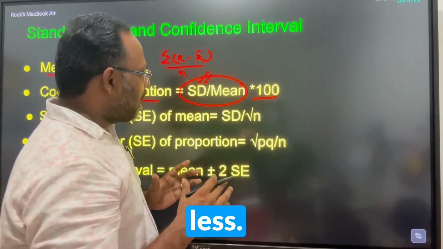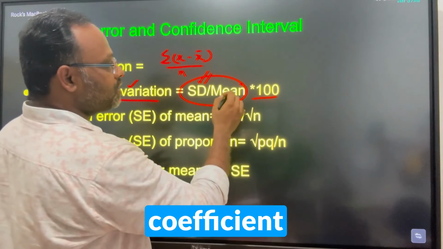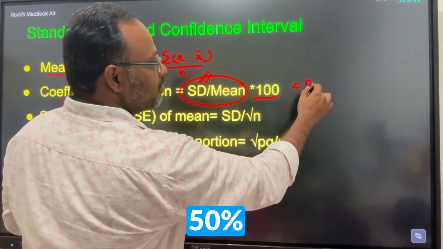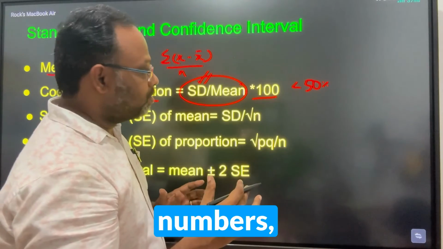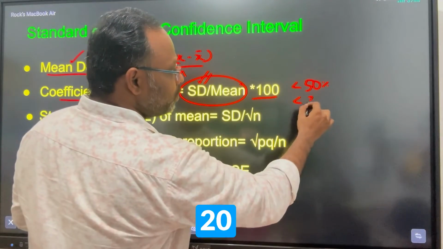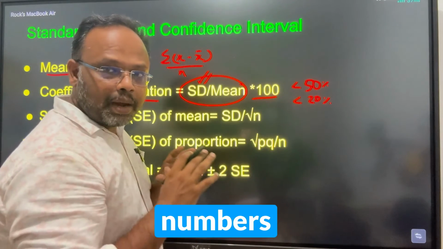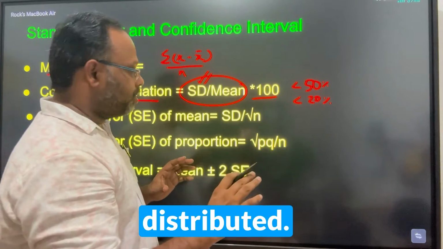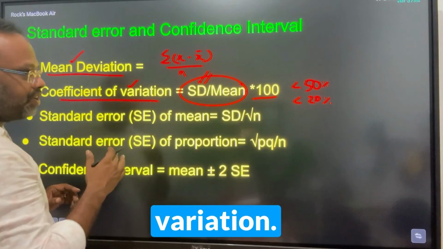As a general rule, if the coefficient of variation is somewhere around 50 percentage, then it will be a normal distribution among the numbers, and if it is less than 20 percentage, then definitely there is a higher chance of the numbers being normally distributed. So that is the first problem we are going to see, coefficient of variation.